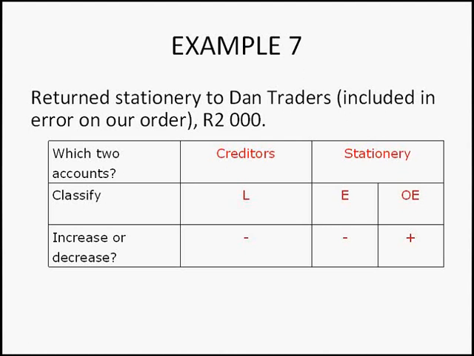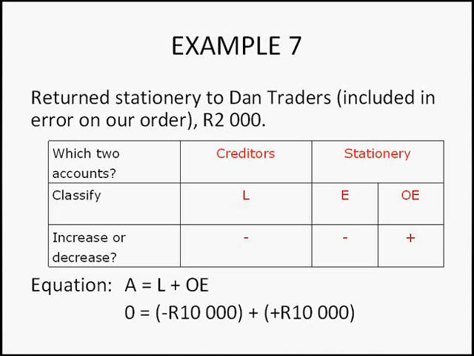So let's just make sure that we are correct by testing it mathematically. The accounting equation says assets equals liabilities plus owner's equity. There's no effect on assets, so the left-hand side of the equation stays as is. And on the right-hand side, I have both my liabilities and my owner's equity changing. My liabilities decrease with 10,000 rand, so it's minus 10,000. But my owner's equity now increases with 10,000. And if you look at minus 10,000 plus 10,000, then those two cancel each other out, which gives us a resultant 0. And therefore, the two sides of the equation are equal. And we know that we are correct.